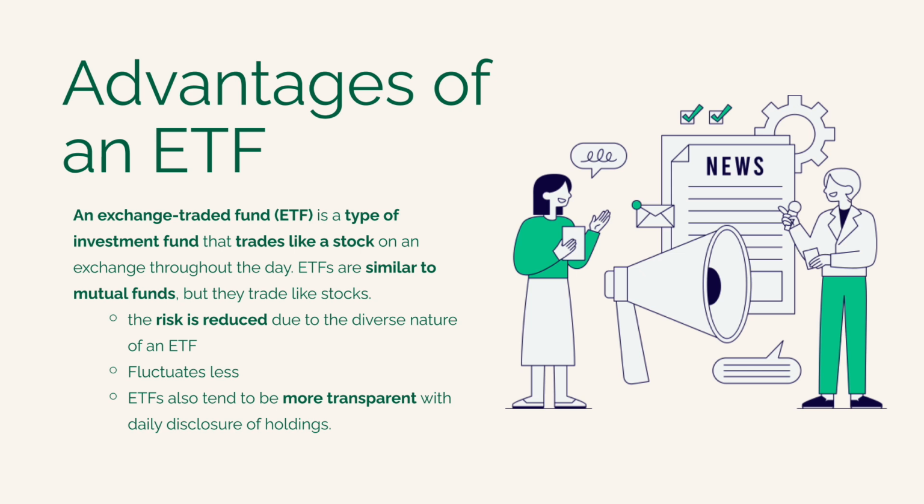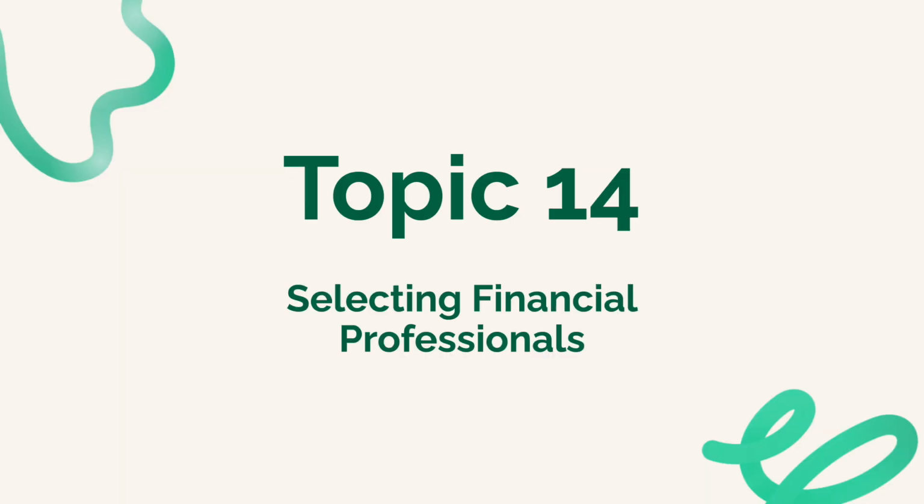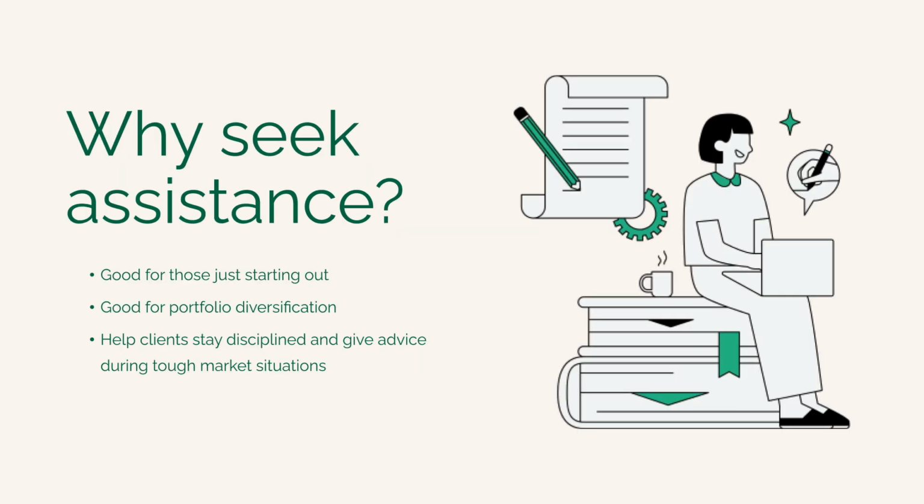Topic 14 is criteria for selecting financial professionals for investment advice, including licensing, certifications, education, experience, and cost. So you might be wondering, why seek assistance? Assistance is good for those who are just starting out with limited experience in markets and also need help with portfolio diversification. They can help clients stay disciplined and give advice during tough market situations that the investor may not have encountered beforehand.